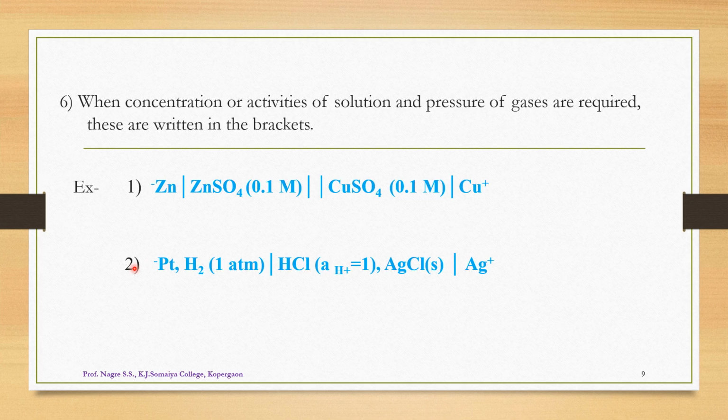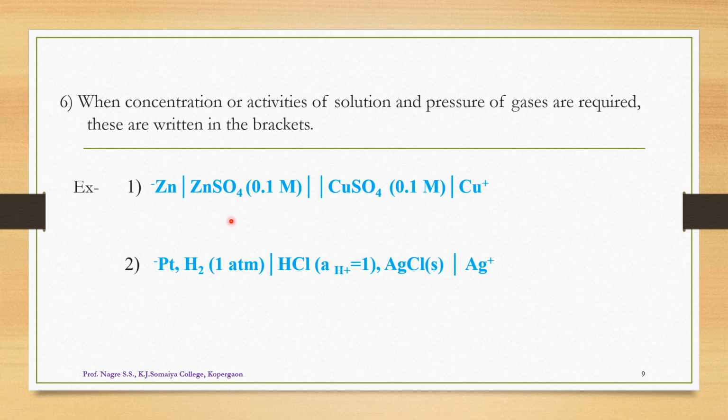The second important example for representation of a cell is Pt, H2. In this case, this H2 is a gas electrode, so we have to use its pressure. That pressure is represented here in a bracket having 1 atmospheric pressure, vertical line, HCl. In this HCl solution, the activity of H+ is equal to 1, so it is represented in a bracket, comma, AgCl in a solid state, vertical line, Ag+.